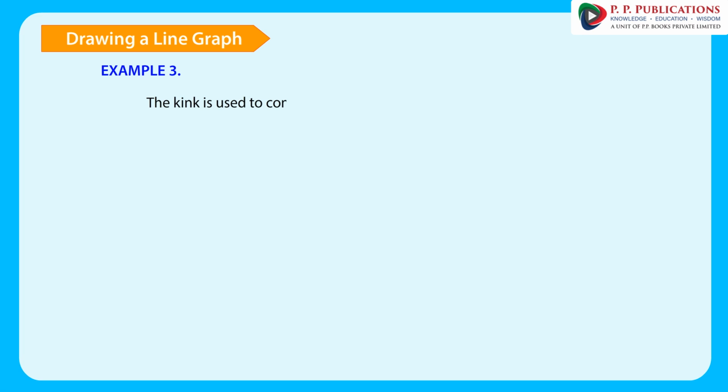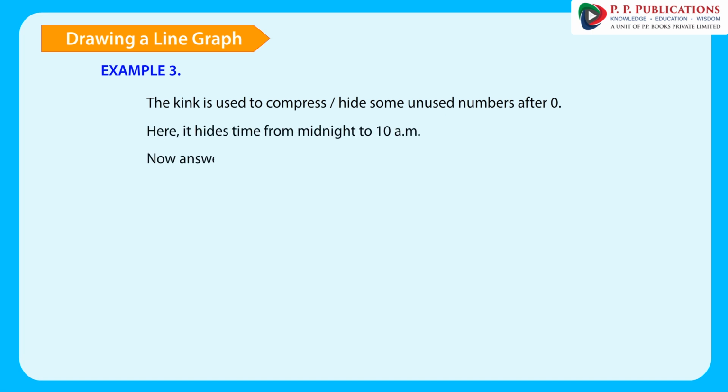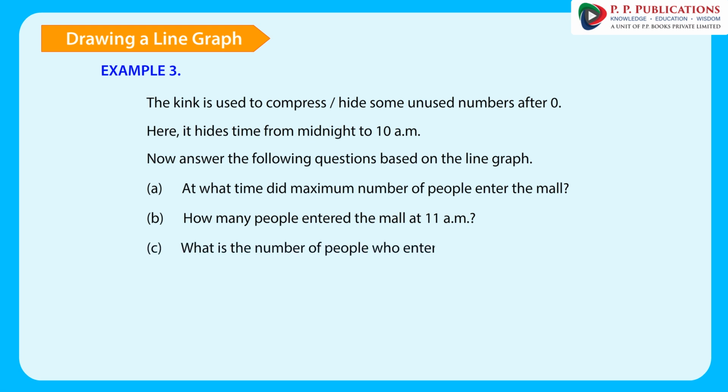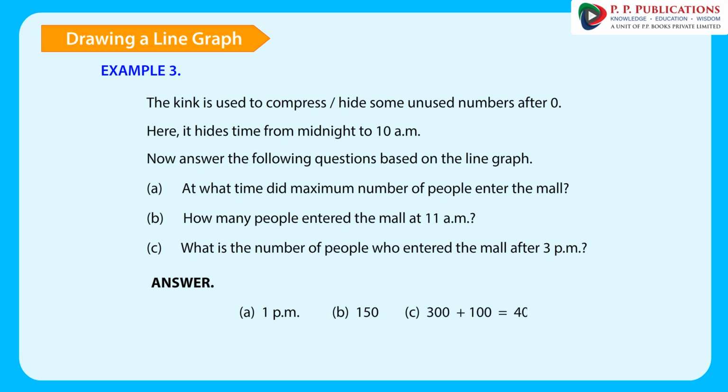The kink is used to compress or hide some unused numbers after 0. Here it hides time from midnight to 10 am. Now answer the following questions based on the line graph. A. At what time did maximum number of people enter the mall? B. How many people entered the mall at 11 am? C. What is the number of people who entered the mall after 3 pm? Answer. A. 1 pm. B. 150. C. 300 plus 100 equals 400.